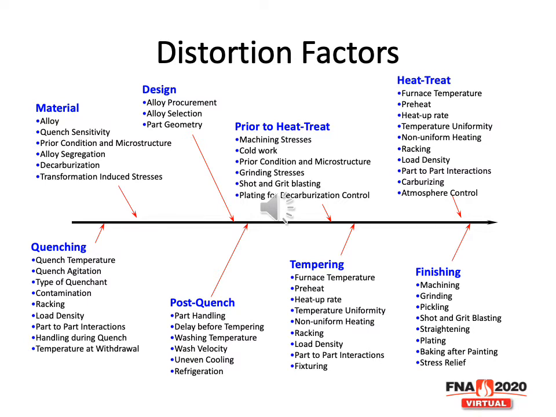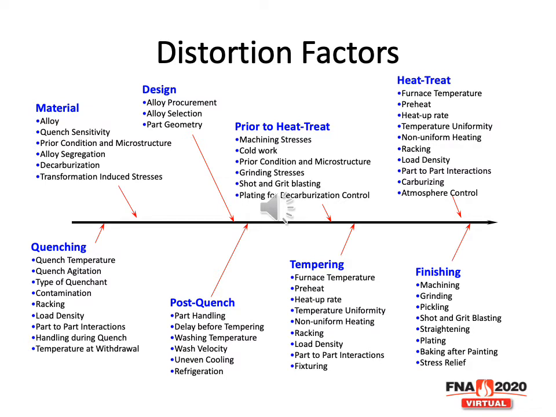Then there are all the stresses that go in prior to heat treatment. It's the cold work from forming and stamping. It's the forging stresses. It's the machining stresses, grinding stresses, any shot peening that you're doing. It's also any plating that you're doing, for instance, applying copper for decarburization control.